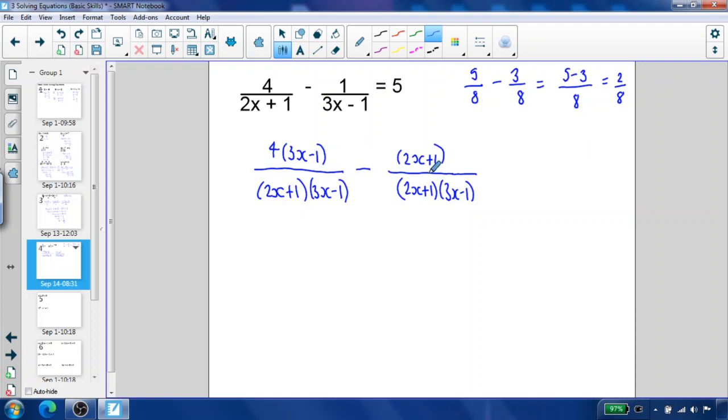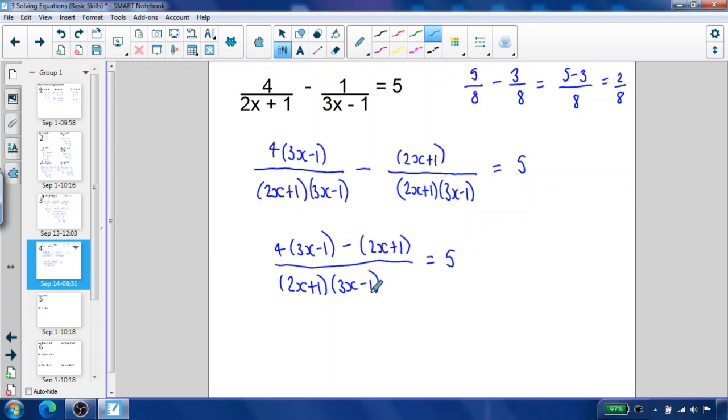So I'm going to do that here. I'm just going to add on the equals 5 so we don't forget it. And let's combine these two now. So I'm going to have 4 lots of (3x minus 1) minus (2x plus 1). It's important to leave this in brackets because we've got a minus here, so we need to be careful with the sign. So now I'm going to have (2x plus 1) over (3x minus 1) is equal to 5.